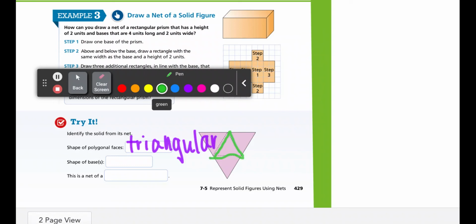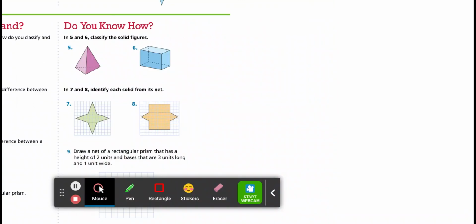So what do you think this would be a net of? If all of the faces are triangular, I'm picturing that we'd be folding up this net and all of these points would meet at the top. There's only one base there, and then they would meet up at the top. So it would be a triangular pyramid, because there's a triangular base and they would all fold up and meet at the top to be a pyramid. Okay, we're going to try some practice questions here.